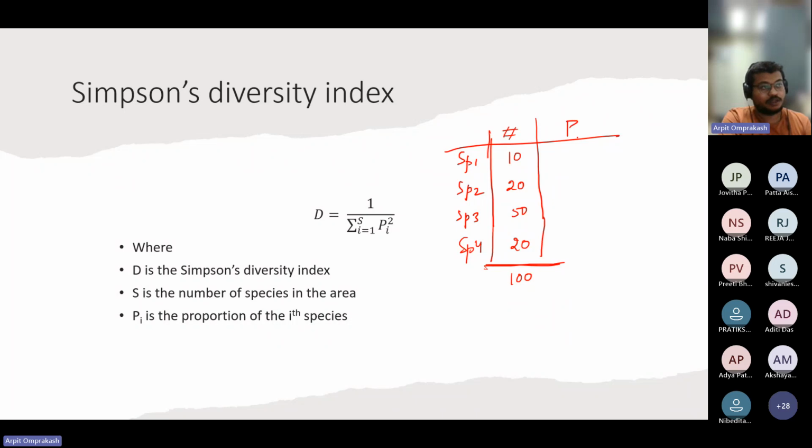Now P or the proportion Pi. So P for species 1 will be 10 divided by 100, which is 0.1. Here it will be 0.2, here it will be 0.5, here it will be 0.2. So basically this P value, Pi, is basically species i's proportion. So P1 is proportion of species 1, P2 is proportion of species 2, P3 is proportion of species 3, and so on. And here we basically have 4 different species. So our S is equal to 4. So if you plug in the formula, we basically have sum of all these different things. So the square of these different things, you sum it up and you basically take 1 divided by that number, it gives you the Simpson's diversity index.